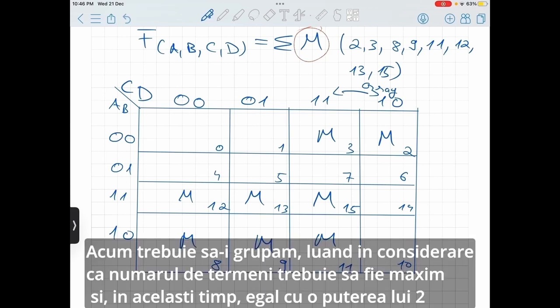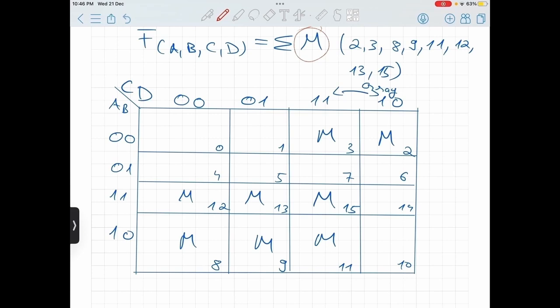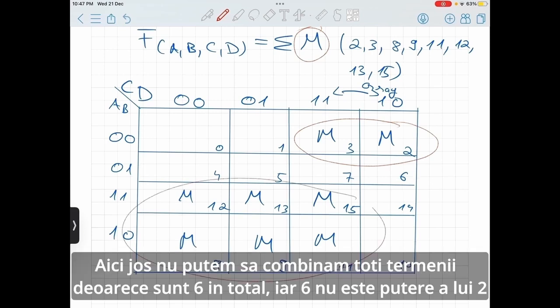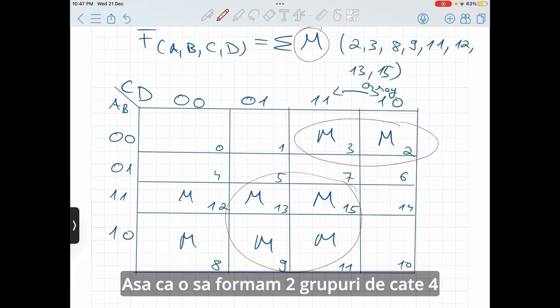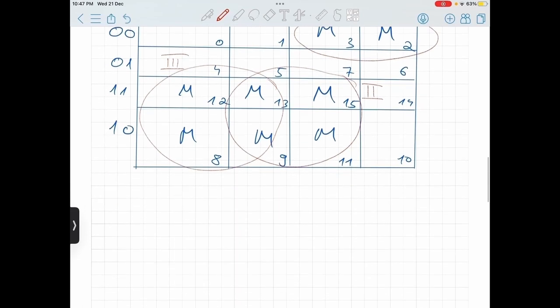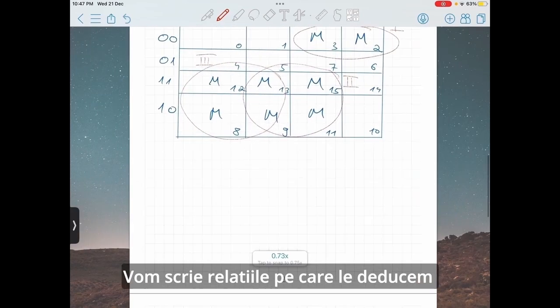And now again we have to group these, and we need to group them in a number which is the maximum power of 2 in this case. These which are up here, we will group them together like this. The ones that are down here, we cannot group them all together because 6 is not a power of 2. So we will group 4 and once again these 4. And we will note them with numbers. This is the first, the second, this is the third. And we will write the relationship between these down here.